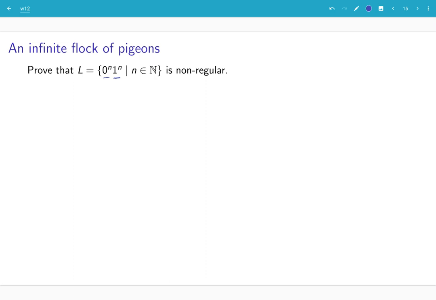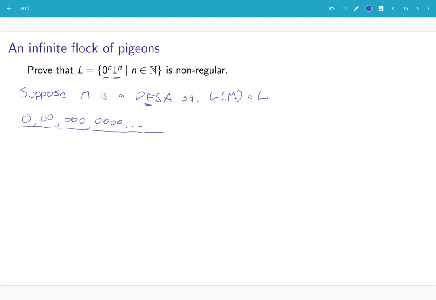So for sake of contradiction, suppose M is a DFSA for this language. Now I'm going to consider this infinite family of prefixes 0, 00, 000, and so on. Well, because this is an infinite set of strings, and my DFSA is finite, it says it right there in the name, the F stands for finite, then there must be some pair of strings from this infinite set that get mapped to the same state.